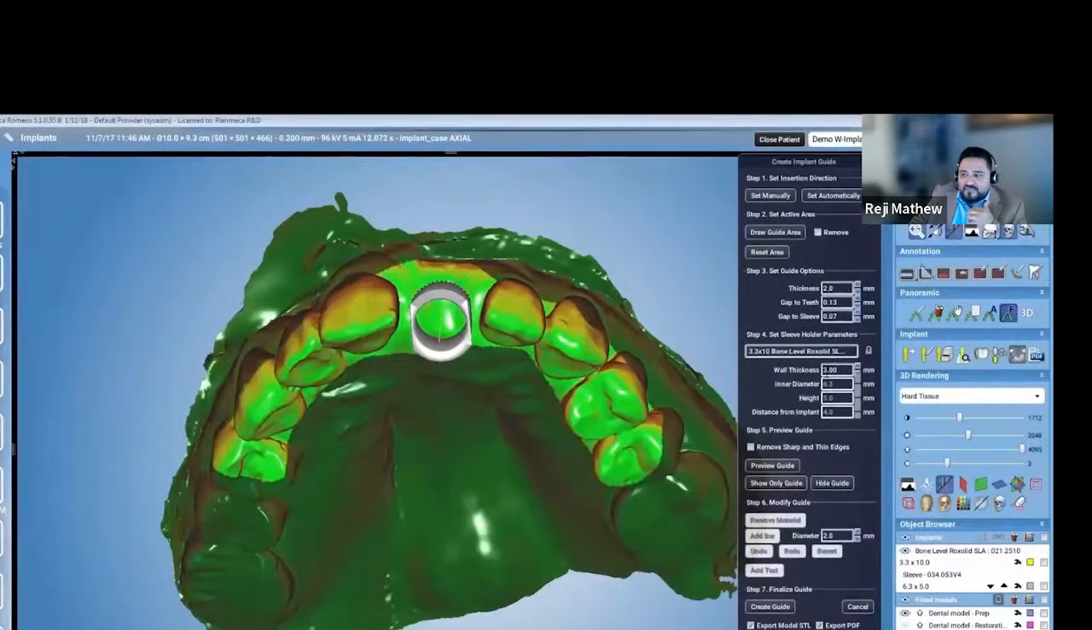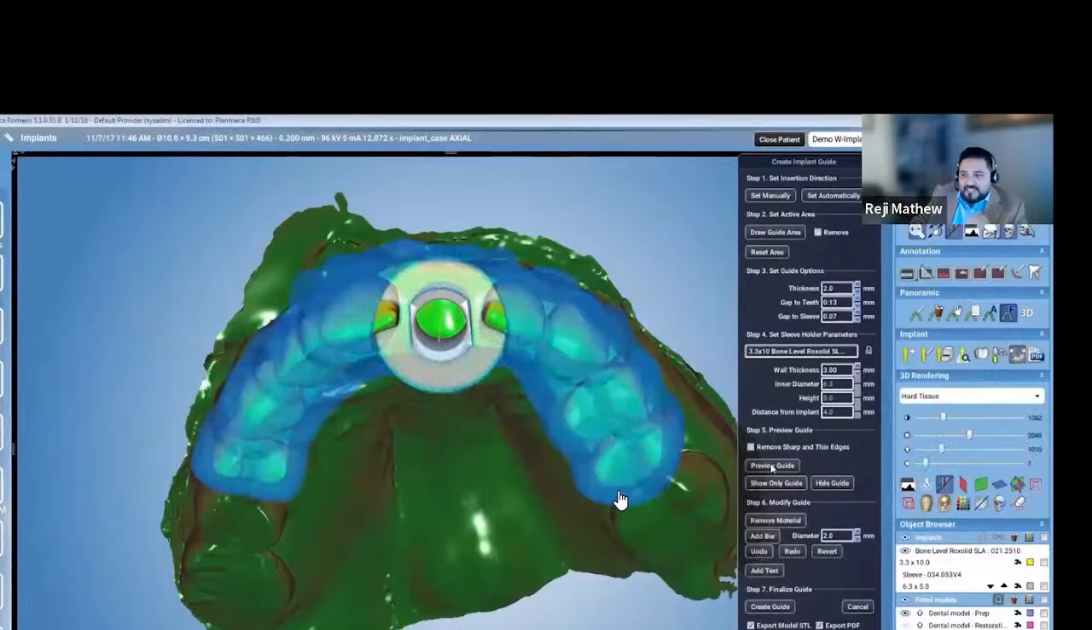And then this gap to teeth and gap to sleeve depends on the printer which you use. Here we use a Creo printer, so this is automatically always in this format. And then I can remove sharp and thin edges. I would highly recommend using this so that you can remove the sharp and thin edges, and then you come back. You could always add. And this is the guide, preview guide. Now I can preview the guide alone. So that's the guide which we created.